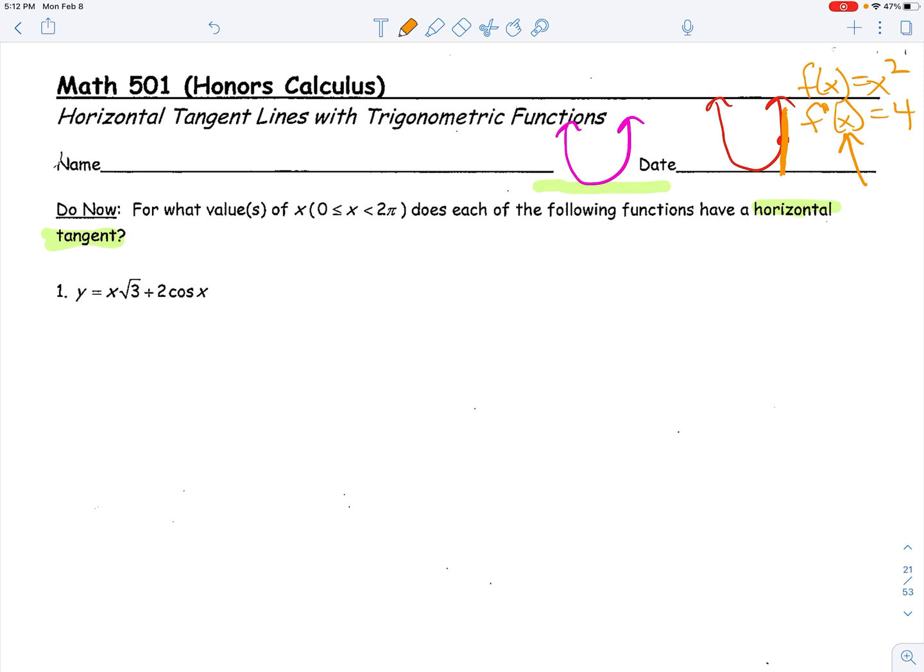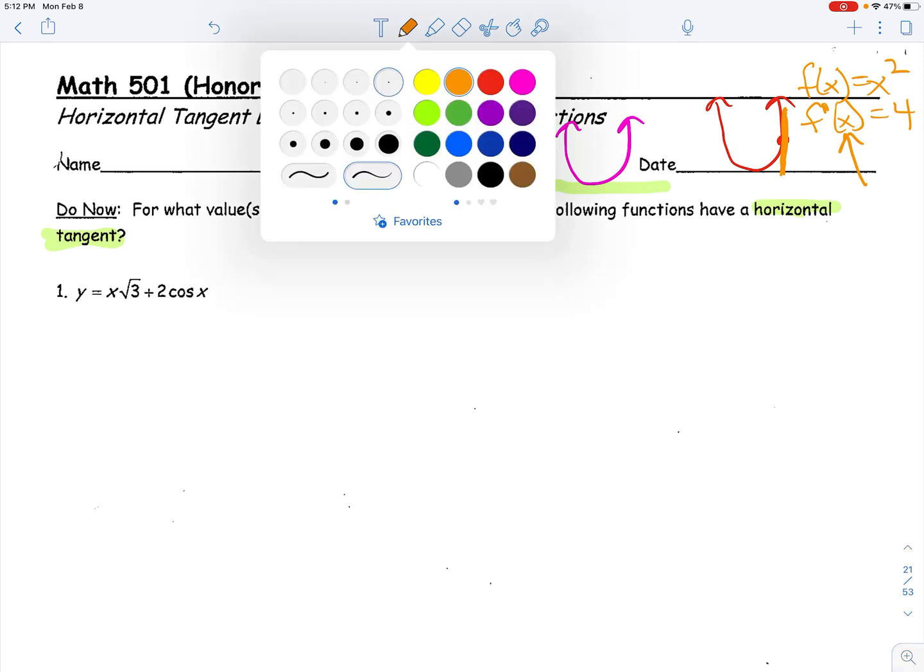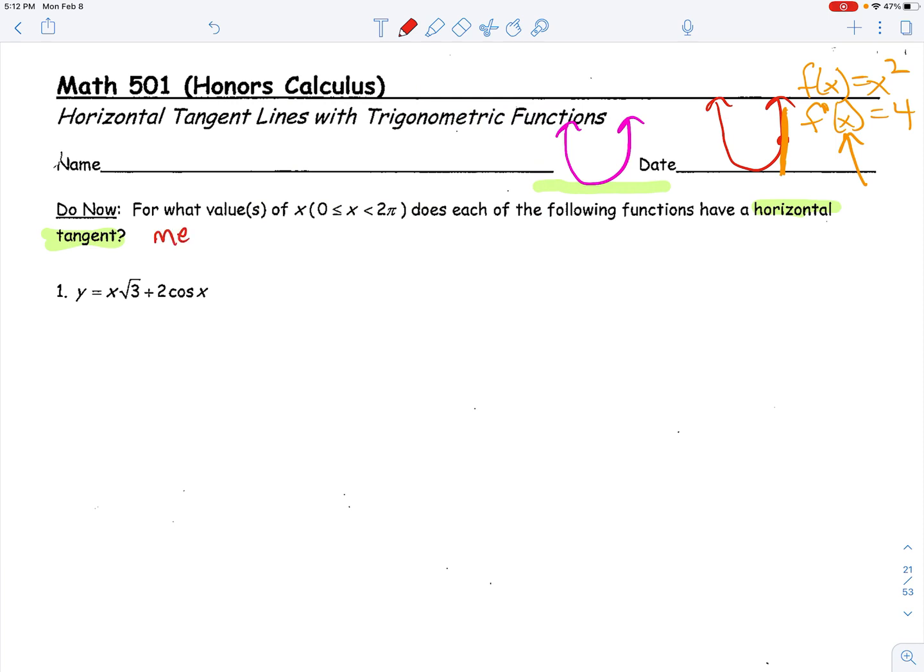Find the values of x in the interval from 0 to 2 pi. Notice that's in radians, not in degrees. Does each of the following functions have a horizontal tangent? Remember, that means dy over dx is 0.